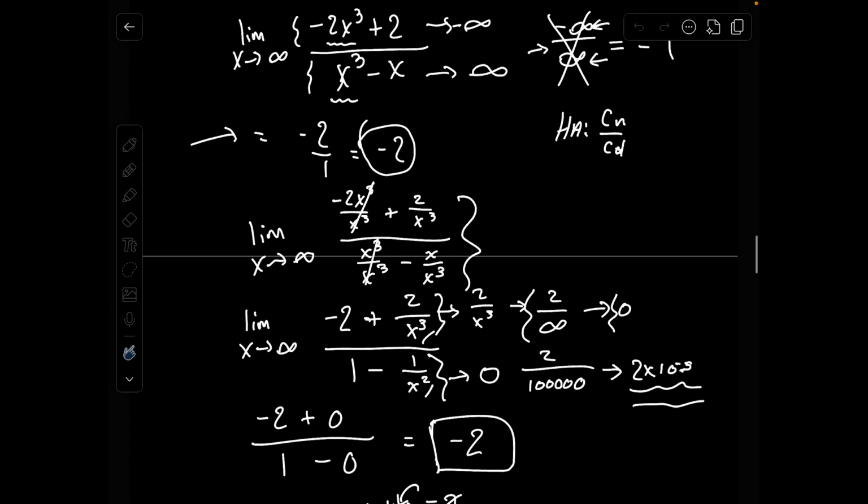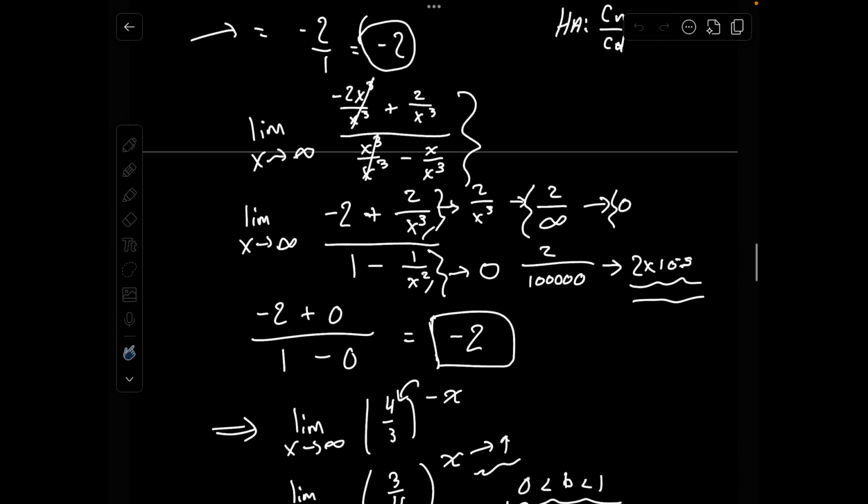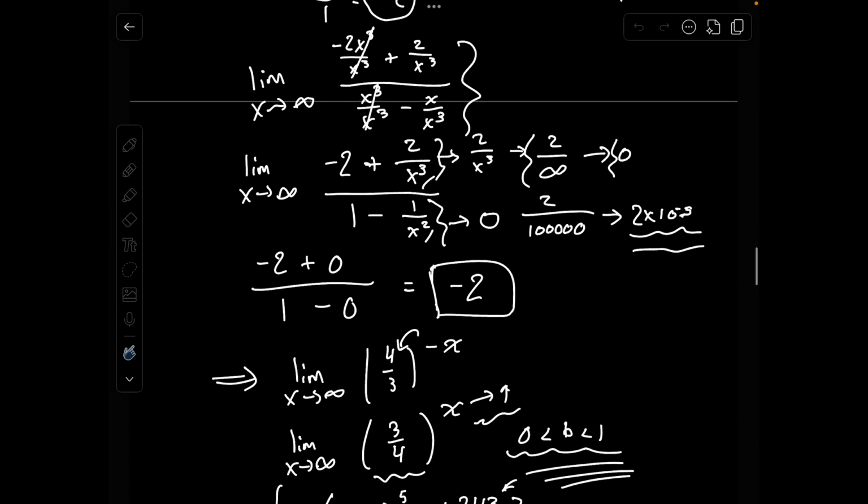And because a horizontal asymptote is as x approaches infinity, we can just do that. However, let's formalize this in terms of limits, all right? What we can do is divide each term by the leading degree of the function. We see the leading degree is x cubed, so we can divide each term by x cubed. And this is totally legal in terms of math manipulation, right? Now when we do this, we get -2 plus 2 over x cubed over 1 minus 1 over x squared. The 2 over x cubed and 1 over x squared terms both approach 0 as x approaches infinity, because the denominator grows without bound.